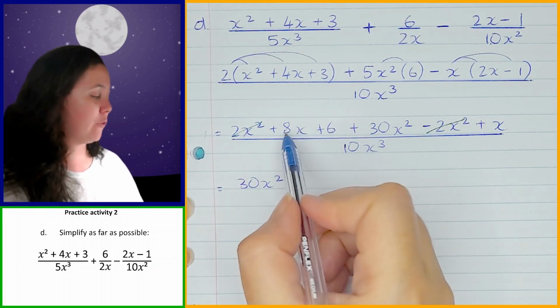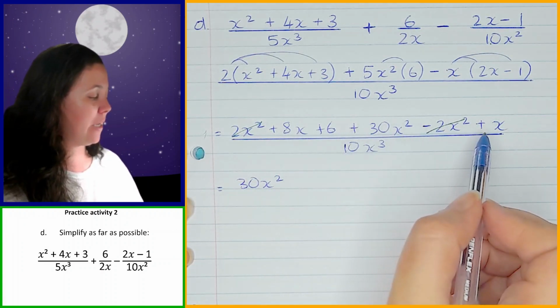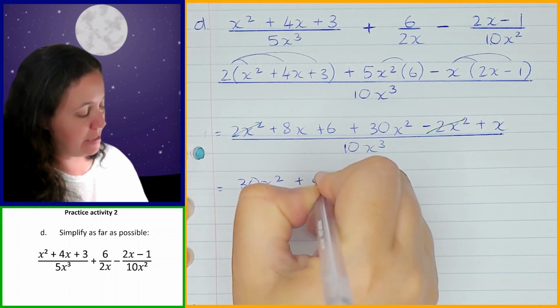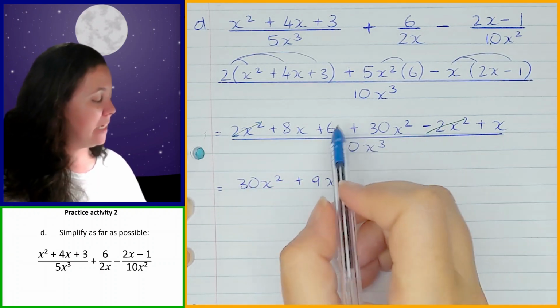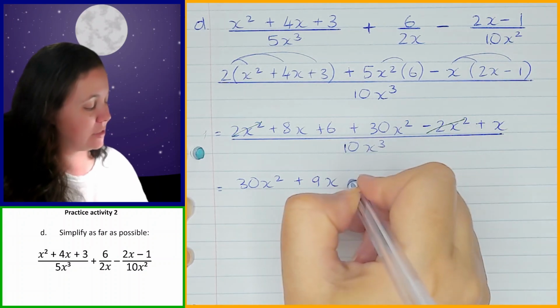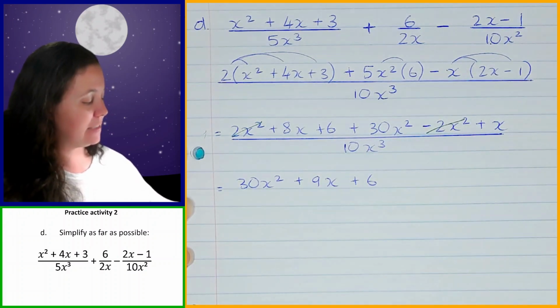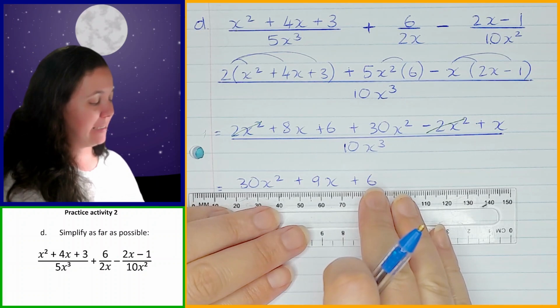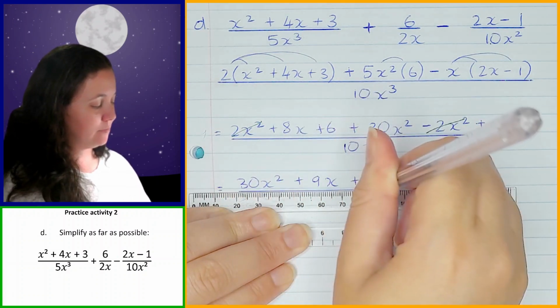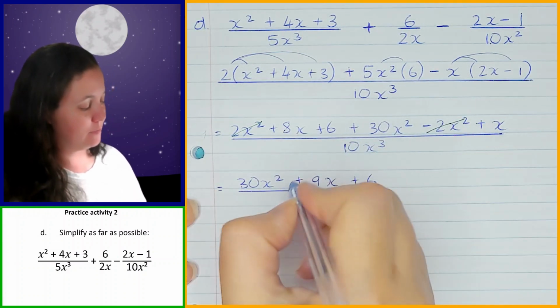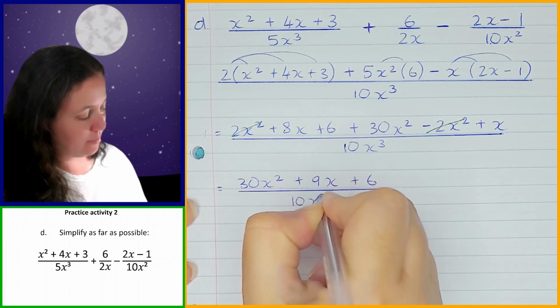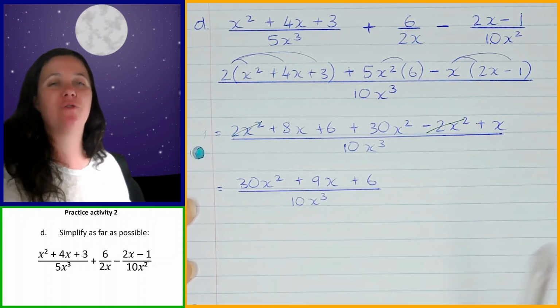Then my x's, I've got plus 8x, and then over here, plus x. So that's going to be plus 9x. And then I've got plus 6 for my constants. And that all goes over 10x cubed. And that we should have got for question D.